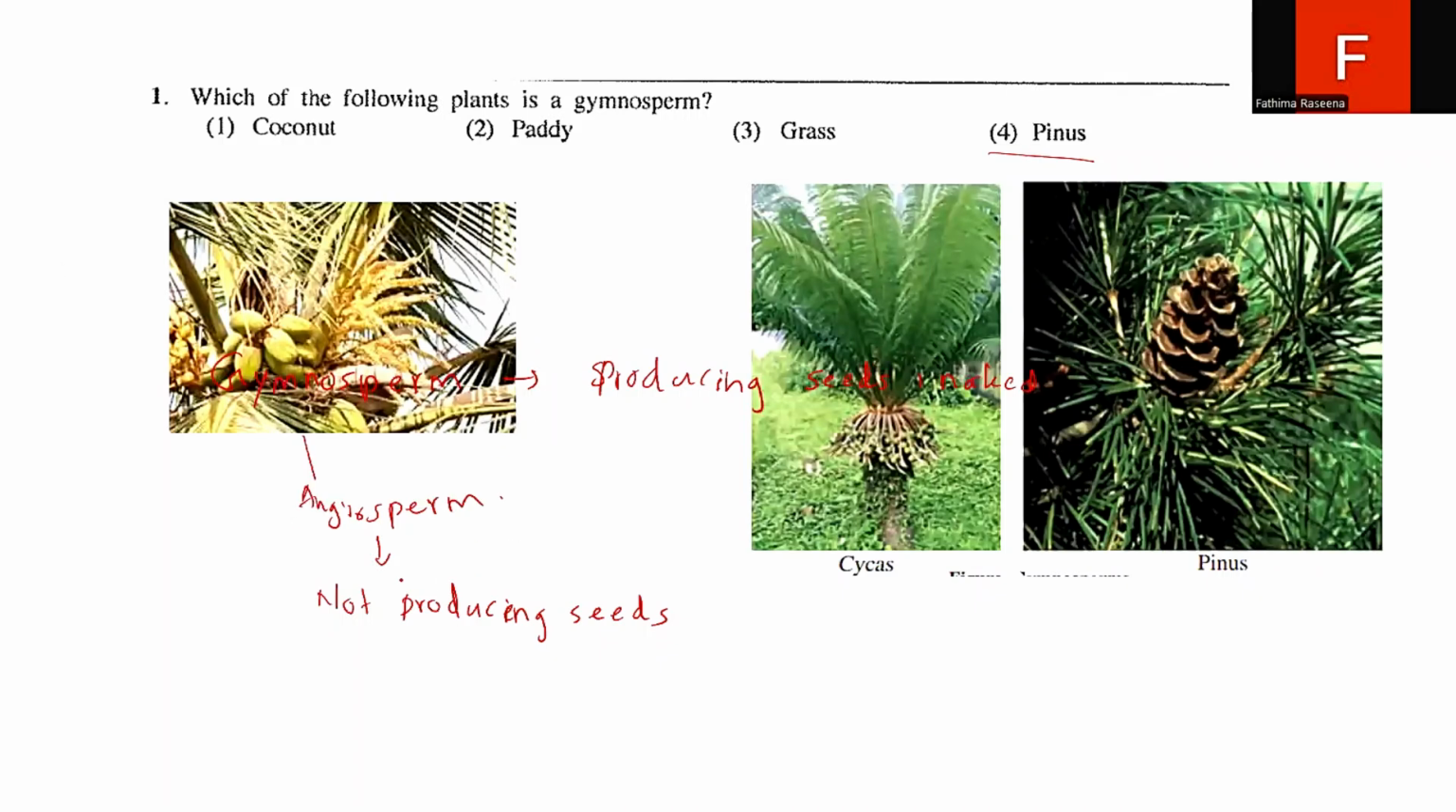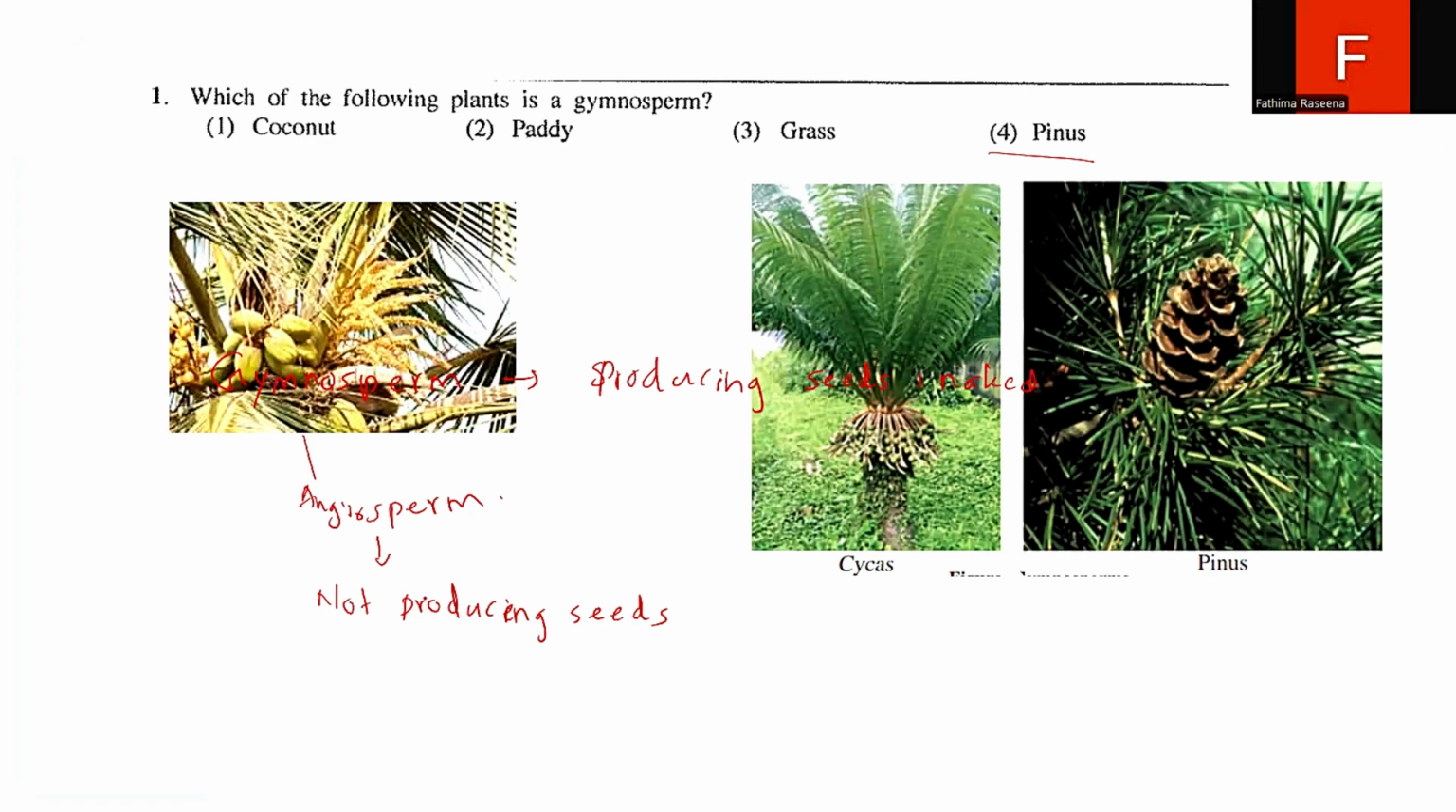Angiosperm means they aren't producing seeds. So will coconut be an example for angiosperm? Coconut has the seed, right? No. So we can't put this coconut into the angiosperm.